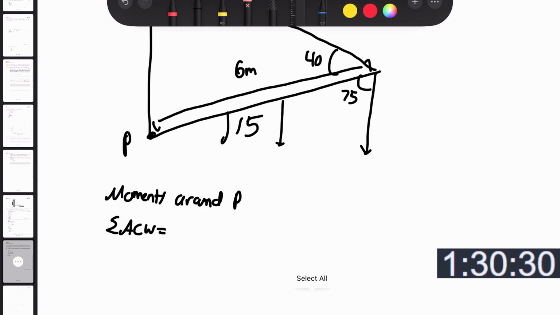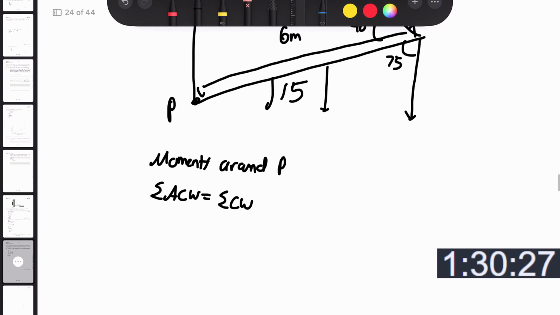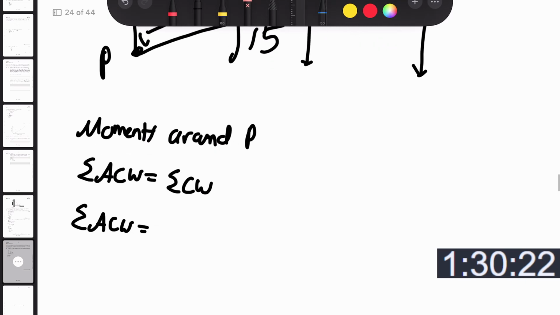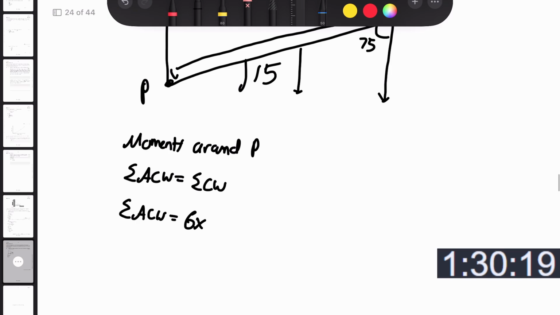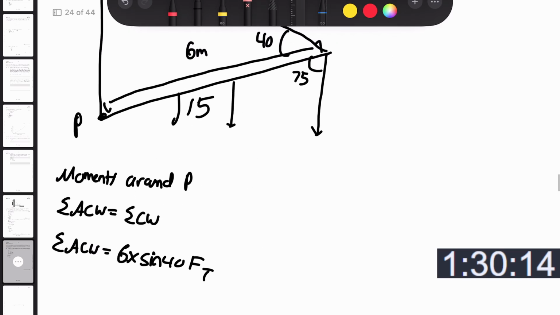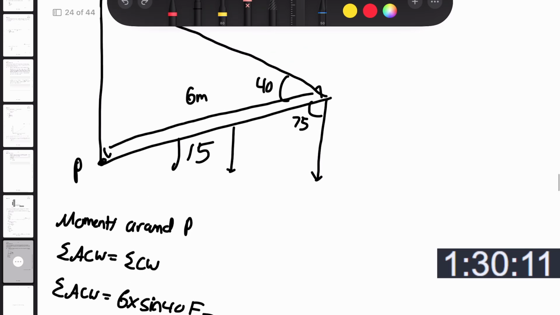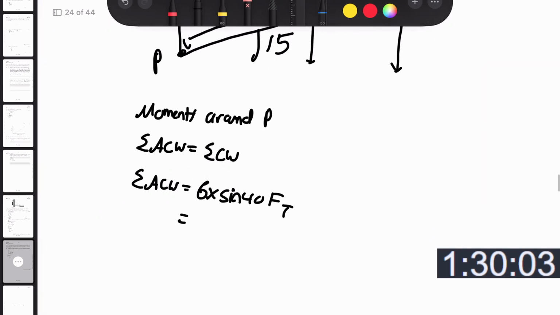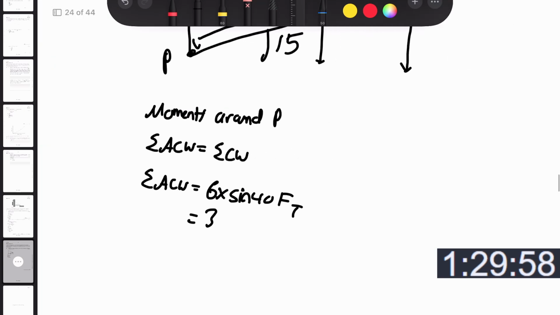equal to the sum of the clockwise. So the anti-clockwise moments is going to be 6 times sine of 40 force of tension, because my perpendicular radius is 6 meters, that hasn't changed. All that's changed is now my angle from the drawbridge to the rope is now 40 degrees. 6 sine of 40 is 3.857 force of tension.